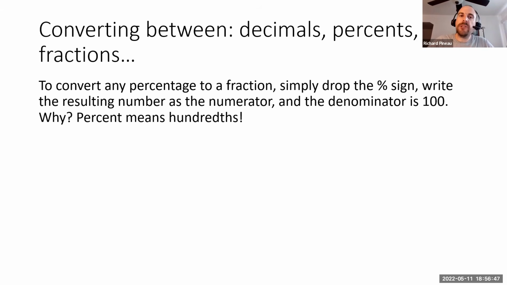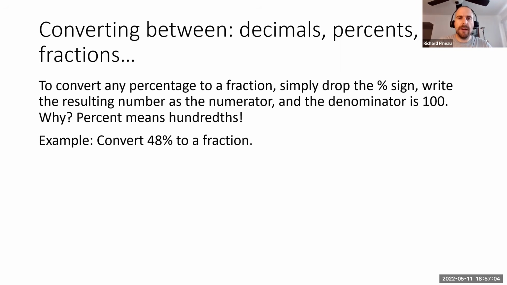Now, to convert any percentage to a fraction, we simply drop the percent sign, write the resulting number as the numerator, and the denominator is 100. Everyone asks, why? Easy. Percent means hundredths. We did this already, in the example when I defined what a percentage was, 35%, where I gave you what that looked like as a fraction and as a decimal. So convert 48% to a fraction, real easy. 48% is simply 48 over what? It's 48 over 100, because that's exactly what a percent means. It means hundredths. So the denominator is always 100, regardless of what the percentage is.